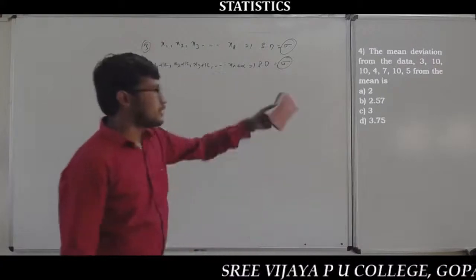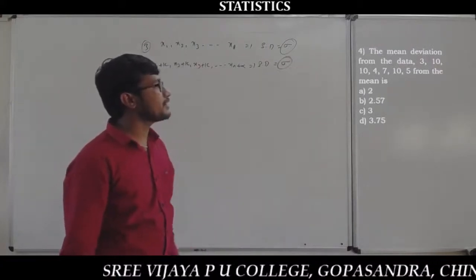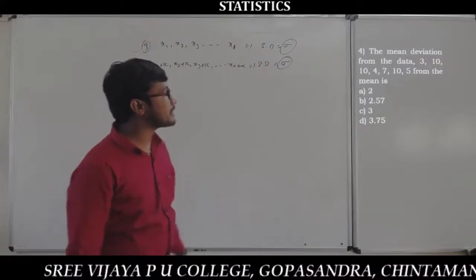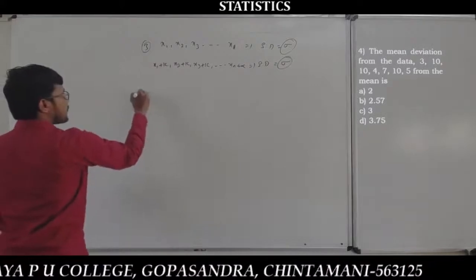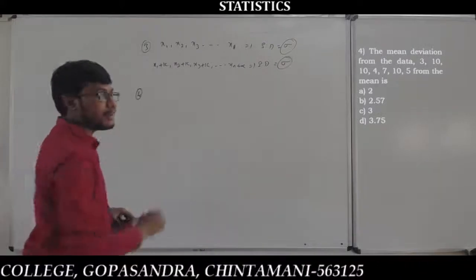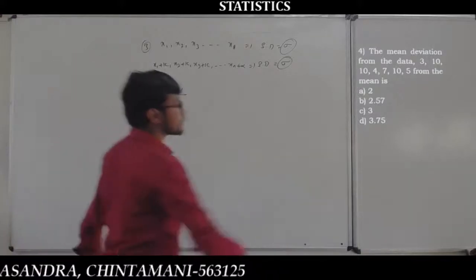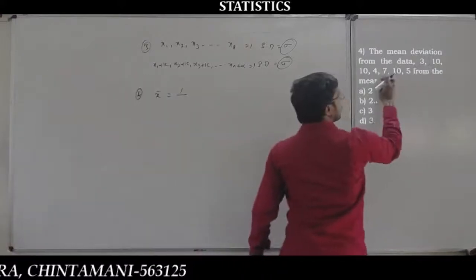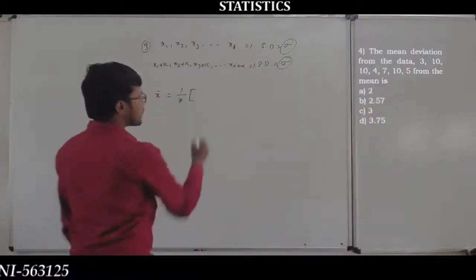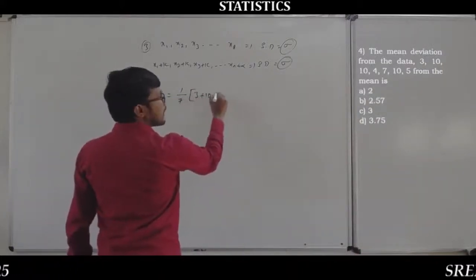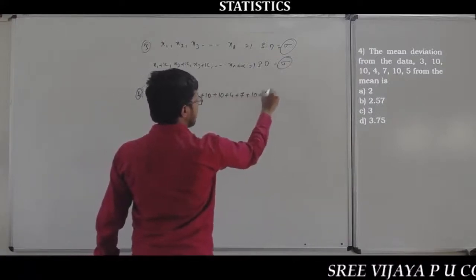So next question. We already worked out this problem, right? The mean deviation from the mean for the data 3, 10, 10, 4, 7, 10, 5. First of all, we can find the mean. X bar is equal to 1 by the number of observations, which is 7, times the sum of all the observations: 3 plus 10 plus 10 plus 4 plus 7 plus 10 plus 5.